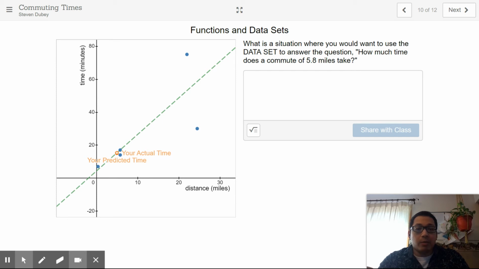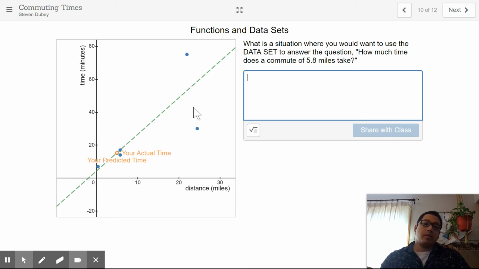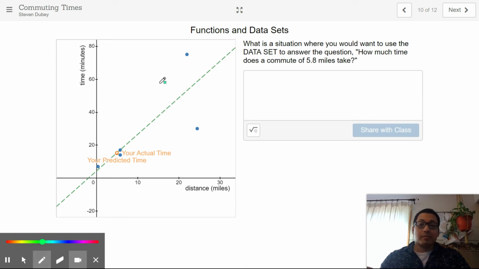We would want to use the data set to answer the question, how much time does a commute of 5.8 miles take? So this is a question about when would you use a model and when would you want to use a data set. Sometimes you want to use the data itself if you want to know exactly how long it actually took someone. The model here would predict something different, right? This green line is our model.